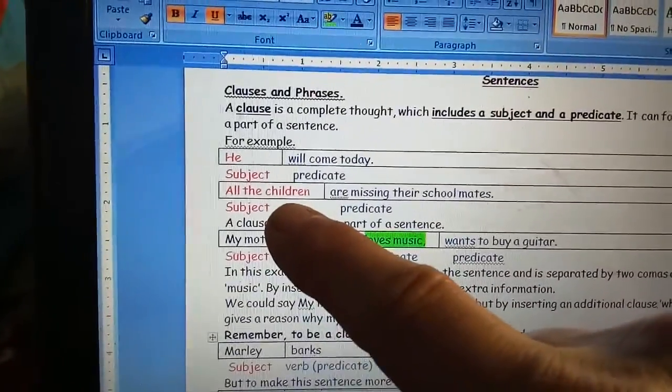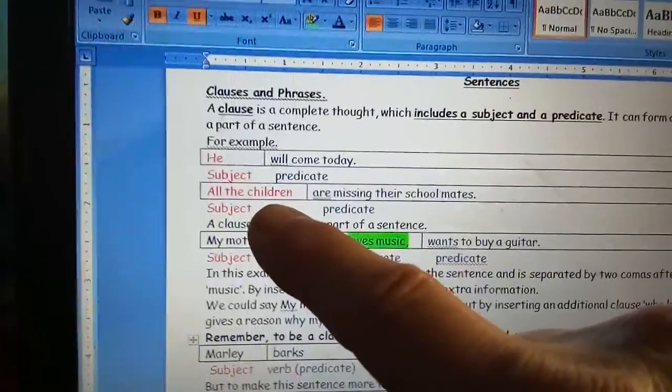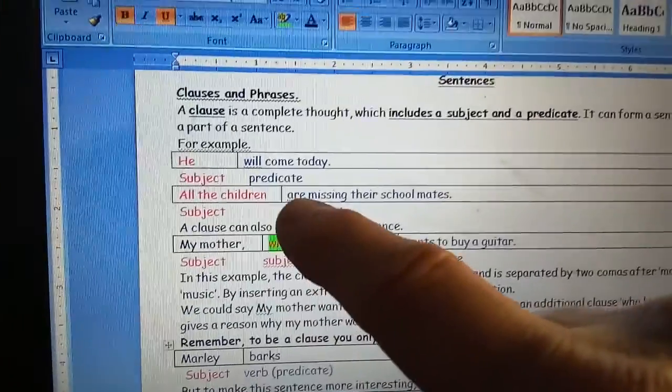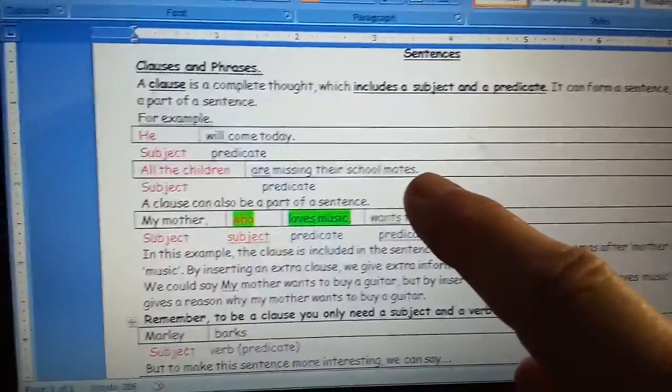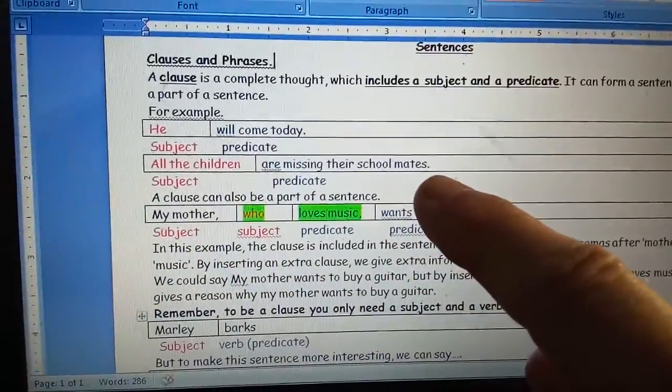In the second example, we have all the children. So who are we talking about? We're talking about all the children. That's the subject. And then the rest of the sentence is the predicate: are missing their schoolmates. Okay?